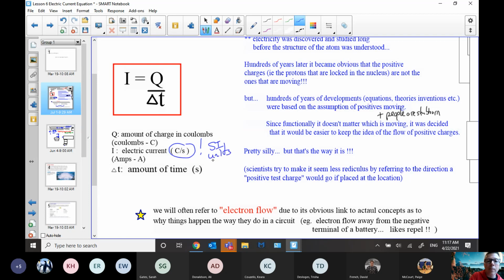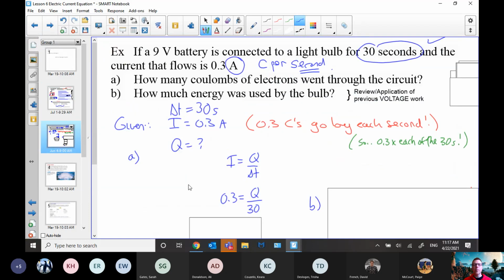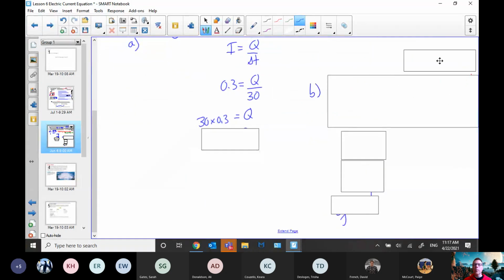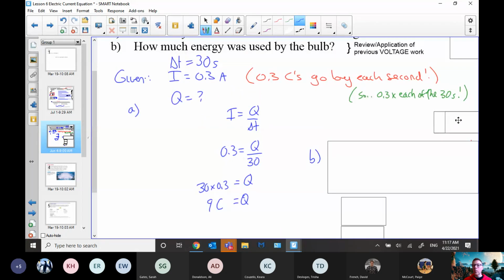Also just focused on this weird positive flow of charges business. I forgot to emphasize that as much. So this is coulombs per second, flow of charges per second. And of course, this is your coulombs and this is your seconds. So dimensionally, units wise, it should all make sense. Of course, we're just going to multiply both sides by 30, end up with the number of coulombs being 9 coulombs that went through the circuit.